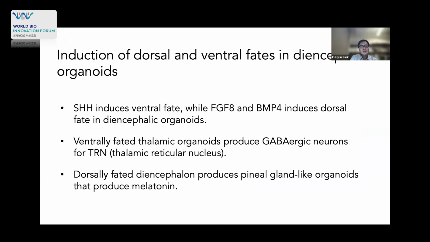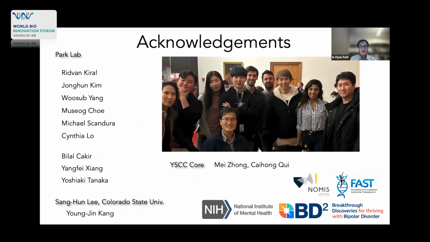So in conclusion, even in the diencephalon, we could induce the ventral fate by using sonic hedgehog and the dorsal fate with FGF8 and BMP4. The ventrally fated thalamic organoid produces GABA neurons, and the dorsally fated diencephalon behaves like a pineal gland, and we named them the pineal gland organoid. And they produce melatonin. All right.